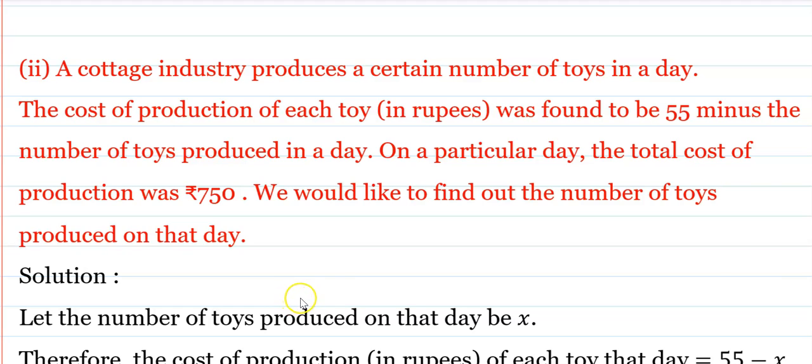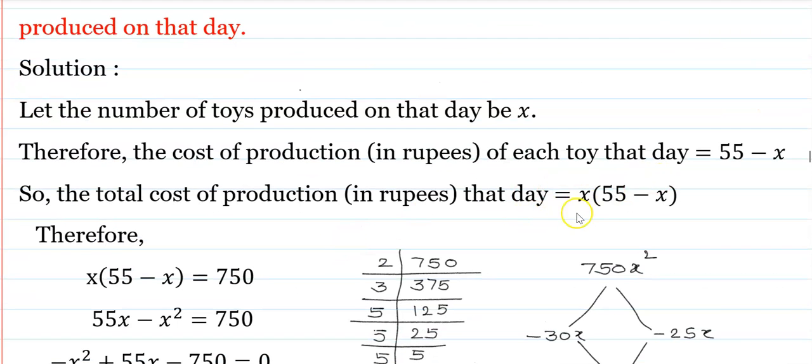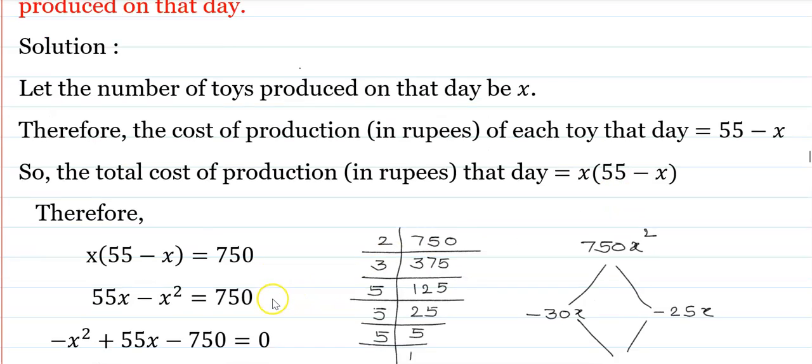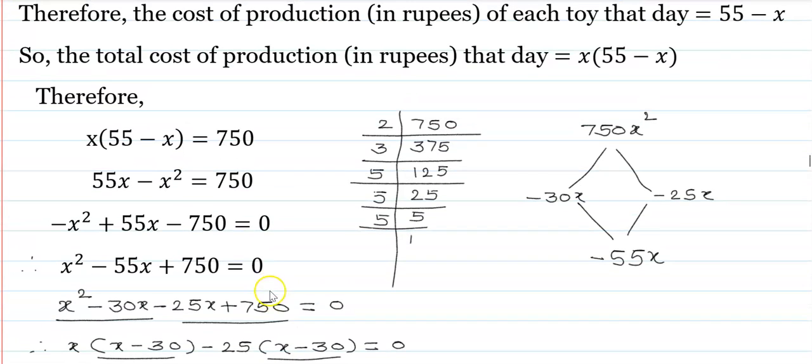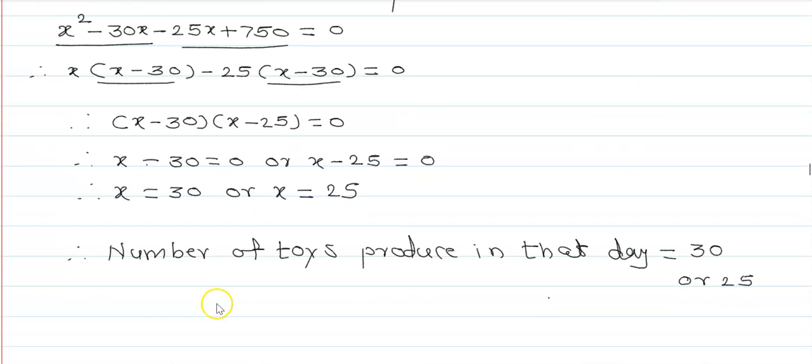Now you can see this easy example. This term is very important. The cost of production of each toy was found to be 55 minus the number of toys produced in a day. This is the important line. And we take the product of these two and then simplify.